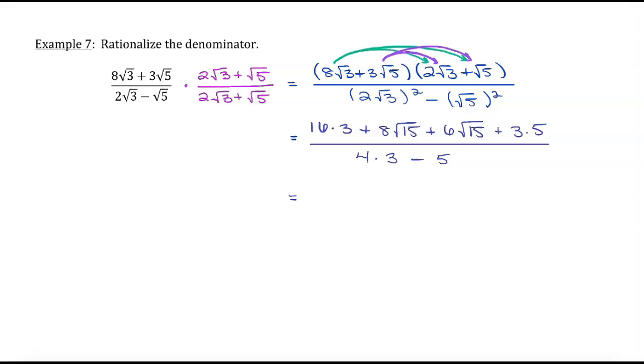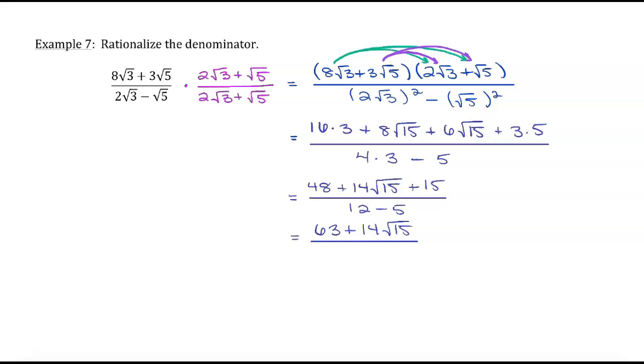Continuing to simplify, in the numerator, we have 16 times 3, or 48. Positive 8 root 15 plus 6 root 15 for a total of 14 times root 15, and 3 times 5, or positive 15. And in the denominator, 4 times 3 is 12, so we have 12 minus 5. Finally, 48 plus 15 is 63, so we have 63 plus 14 times root 15 in the numerator, and 12 minus 5, or 7, in the denominator.